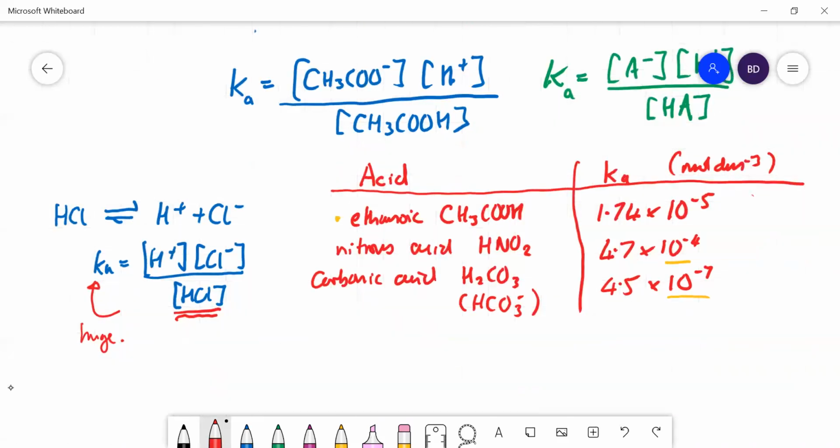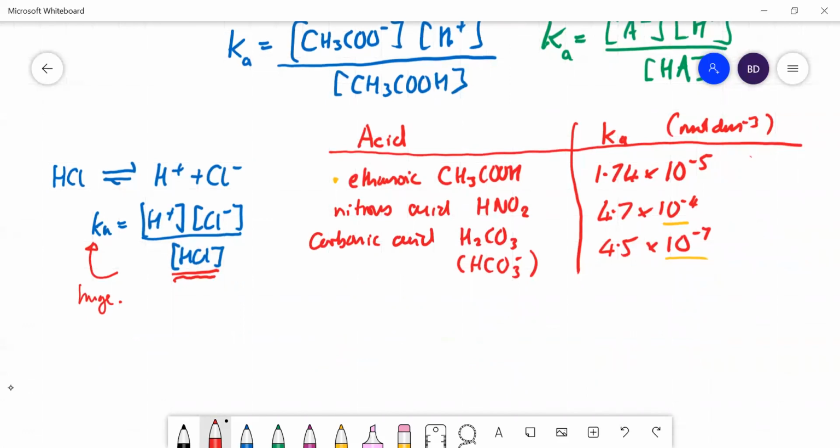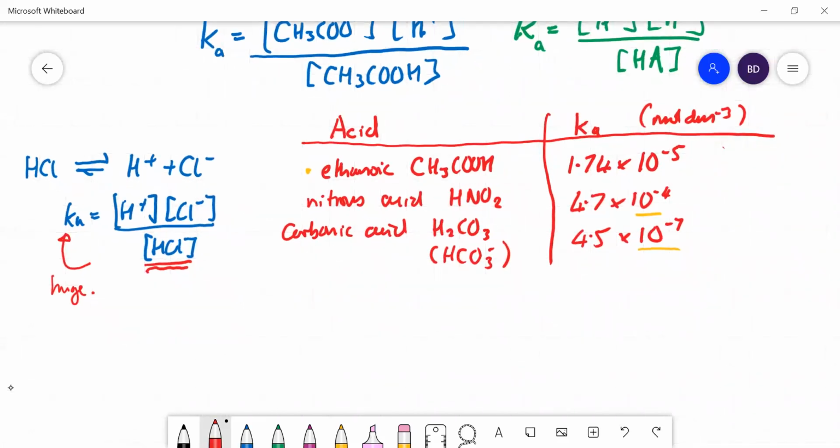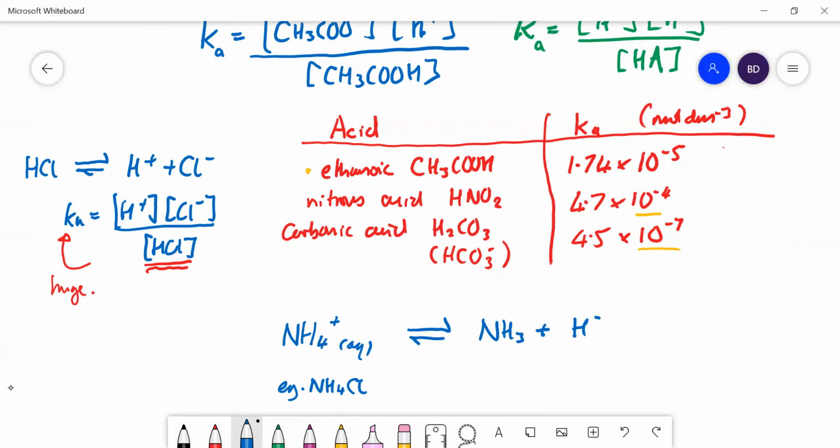Just before we finish this, and we're going to use these values in the next video to calculate the pHs of weak acids, let's have a think about some things which you might not think of as a weak acid. Let's think about the ammonium ion, NH4 plus. If you had a solution of ammonium chloride, you'd have ammonium ions. That has some tendency to give away a proton, and when it gives away a proton, it will form NH3 and H plus.